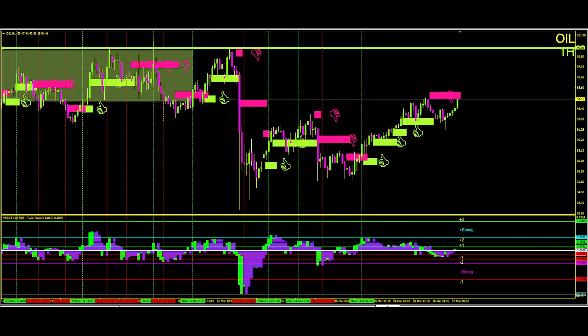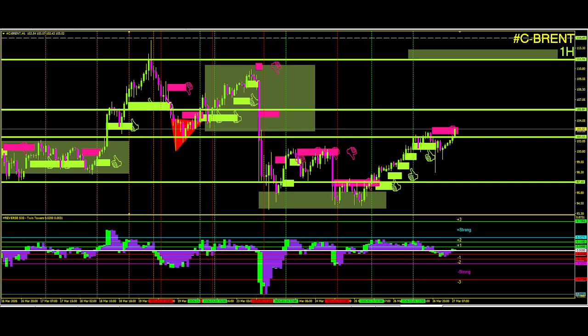Now, looking over at the other oil, a lot of people don't know the difference between Brent crude and WTI. They have similar patterns. The analysis is the same. So, there you have it.